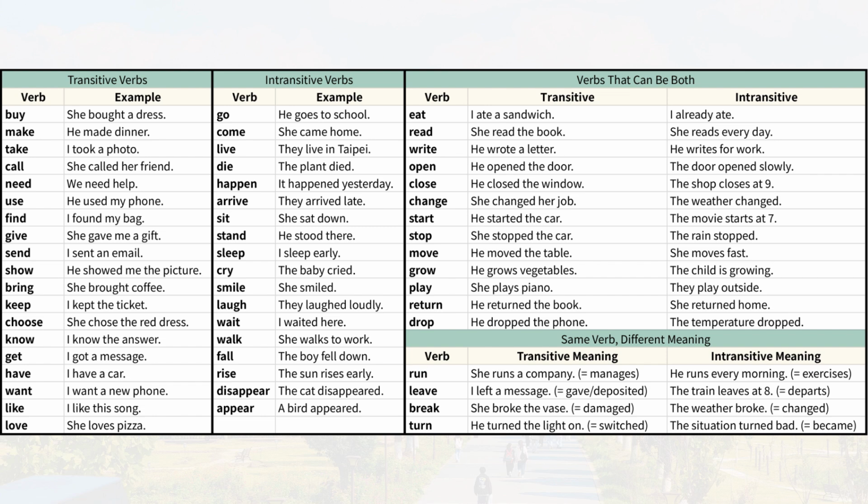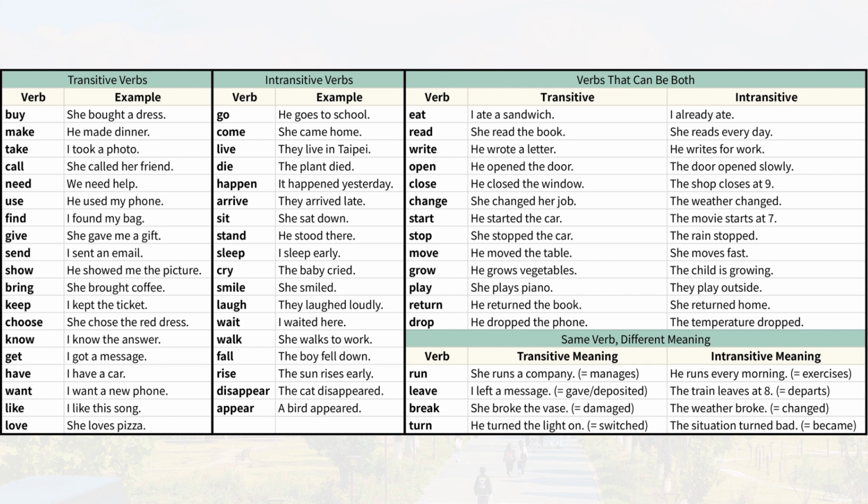Buy. She bought a dress. Make. He made dinner. Take. I took a photo. Call. She called her friend. Need. We need help. Use. He used my phone. Find. I found my bag.